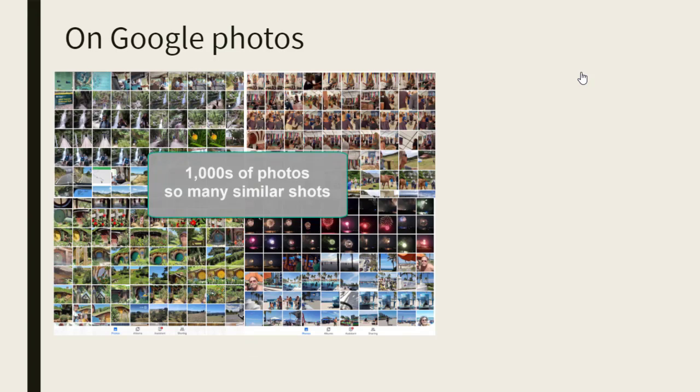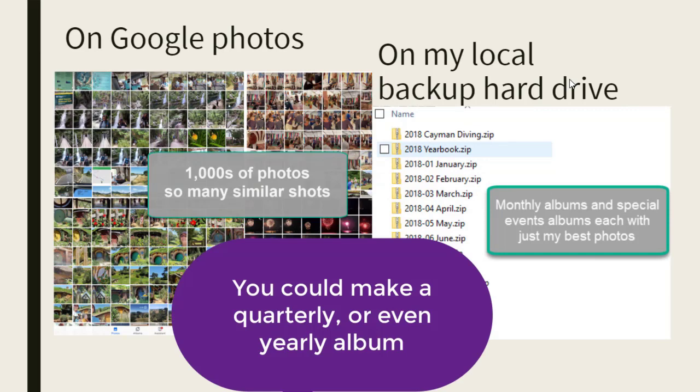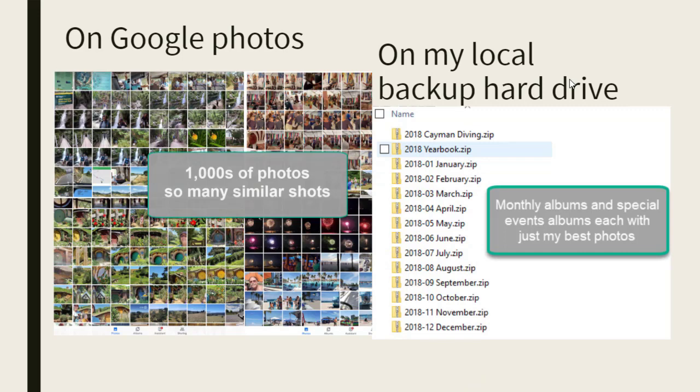But here's the deal. Google Photos stores all of my photos. I have thousands and thousands and so many similar shots. I don't need to have all of those. I don't want to have all of those on my hard drive. I have a plan of making a monthly album of just my best shots, and those albums I do download from the cloud in Google Photos to a backup hard drive on my computer. Let me show you how.